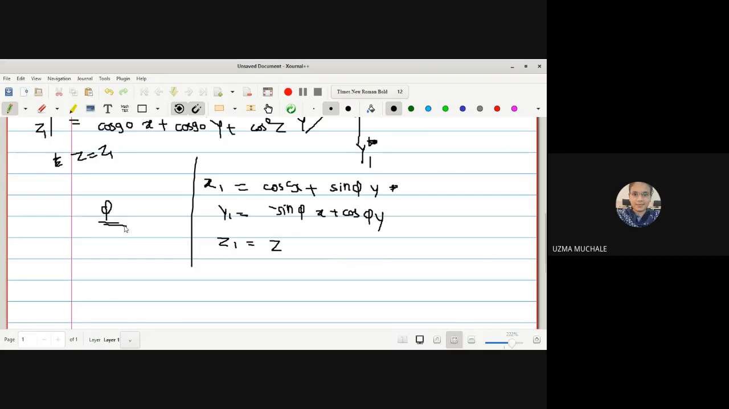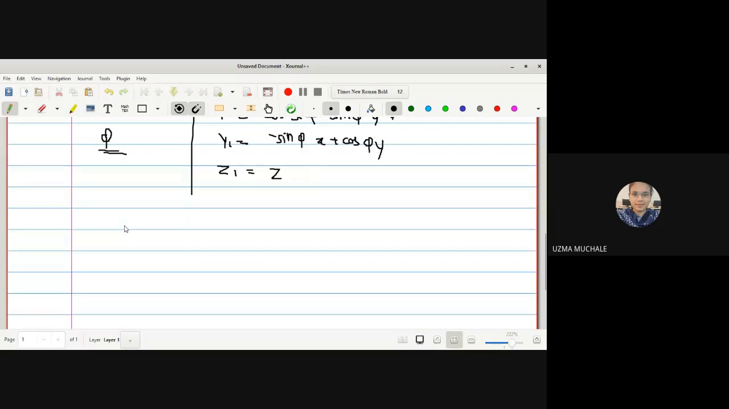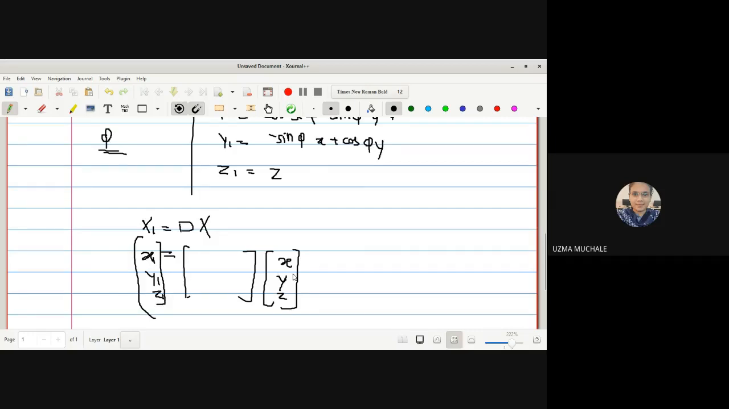Now let me name it. We can write this in the form of Ax is equal to b, which we can write as x1 is equal to some matrix D into x. That means a transformation from x to x1. What will be the matrix D, which I will write here. You can understand here, this is x, y, z which we know. So with the help of these known terms x, y, z, we can find the unknown terms x1, y1, and z1 with the help of this matrix. Now we have to write down the coefficients of x, y, z so that we can get the matrix D.